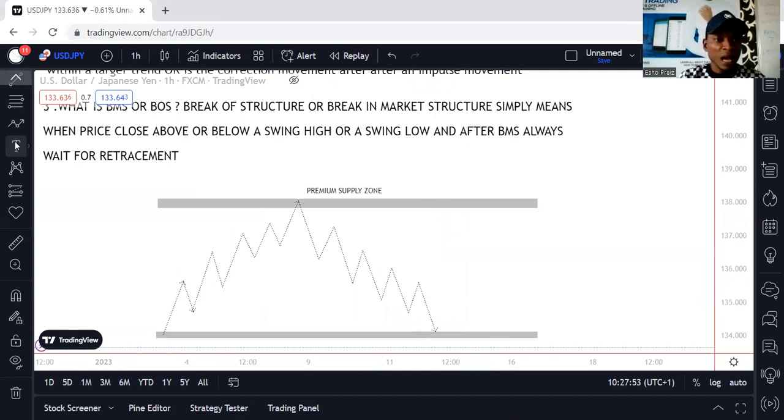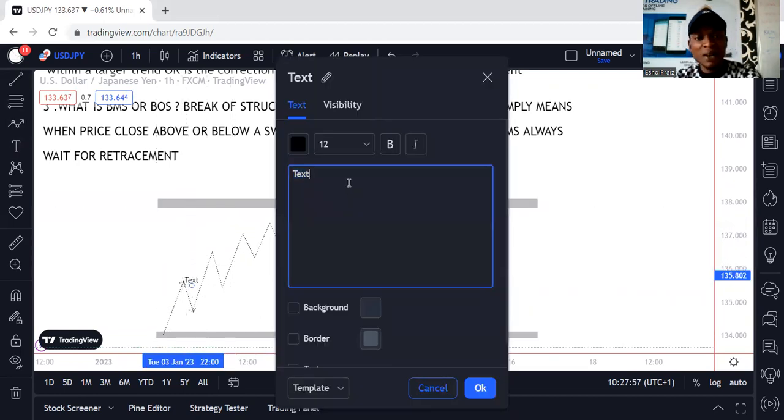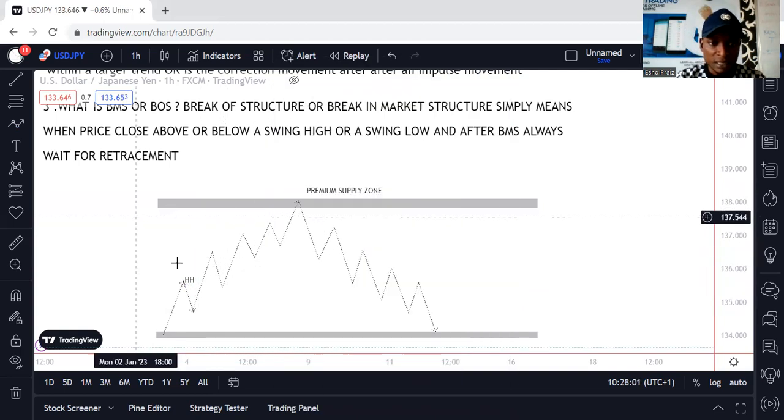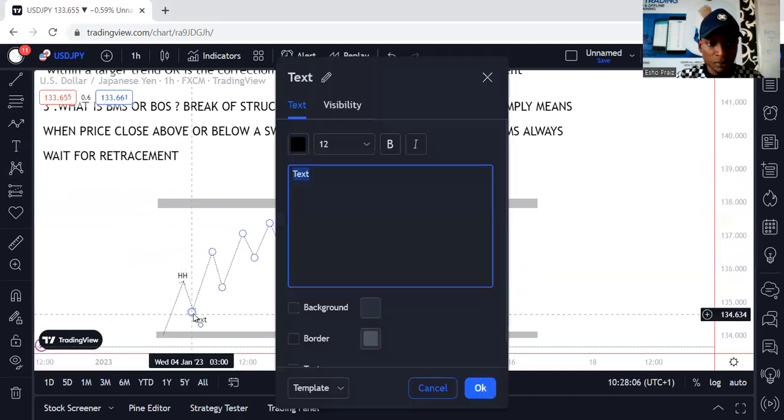So now we have our what? This signifies our higher high. Then we have higher low.